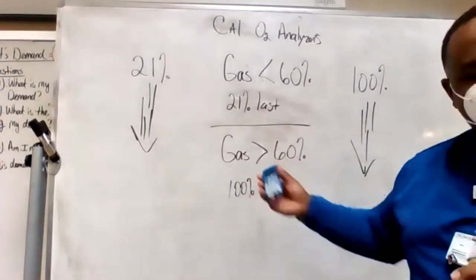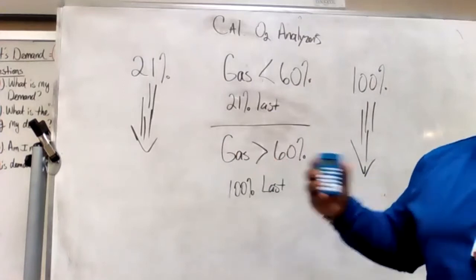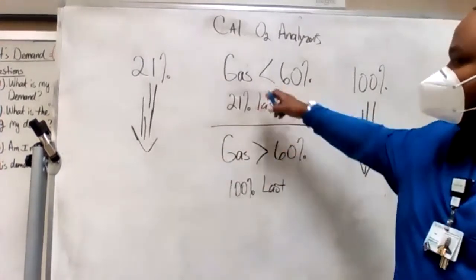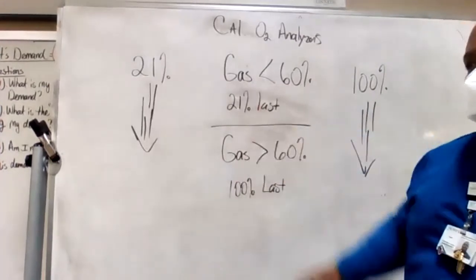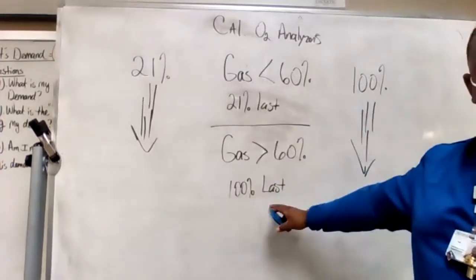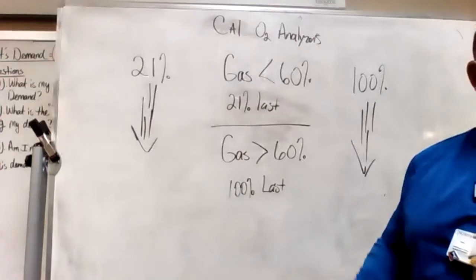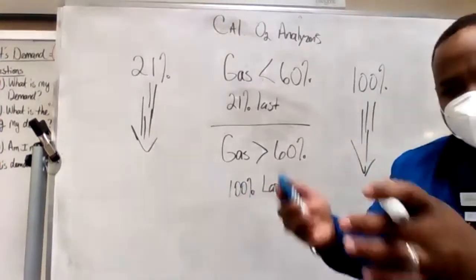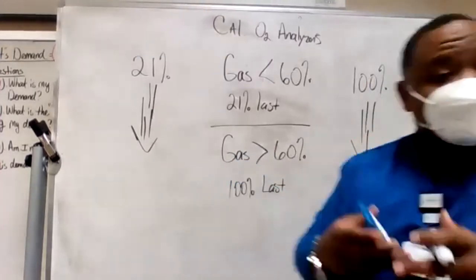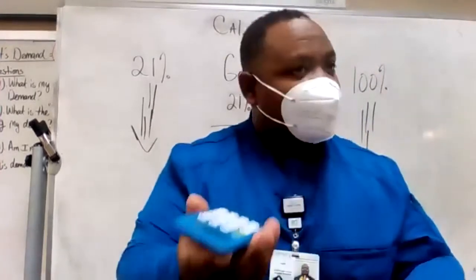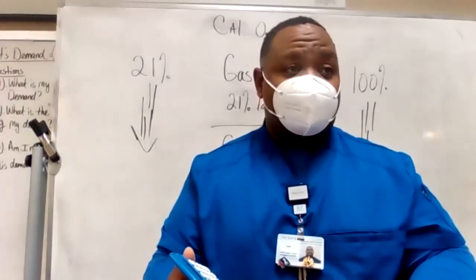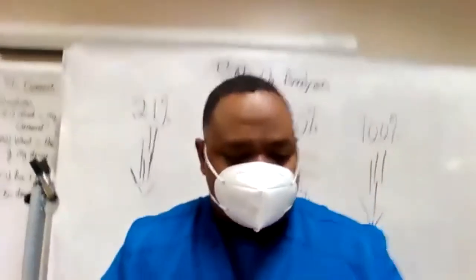That's why I drew this, because it can get a little tricky trying to remember what you do last. So go back and watch the video: less than 60, 21% last. Greater than 60, 100% last. That's how you calibrate, because you've got to get it in the right ranges. That way, when I do go to Mr. Johnson, it's going to give me an accurate reading. Whatever it says, that's what he's on.